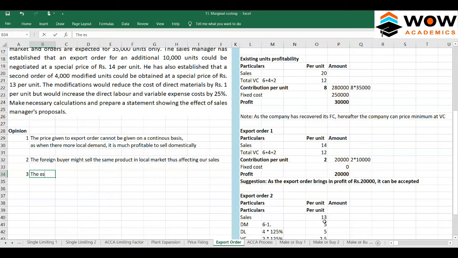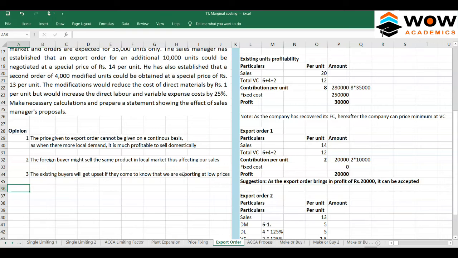The existing buyers will get upset if they come to know that we are exporting at low prices. Okay, so the existing buyers can get affected here, so that can be a problem.